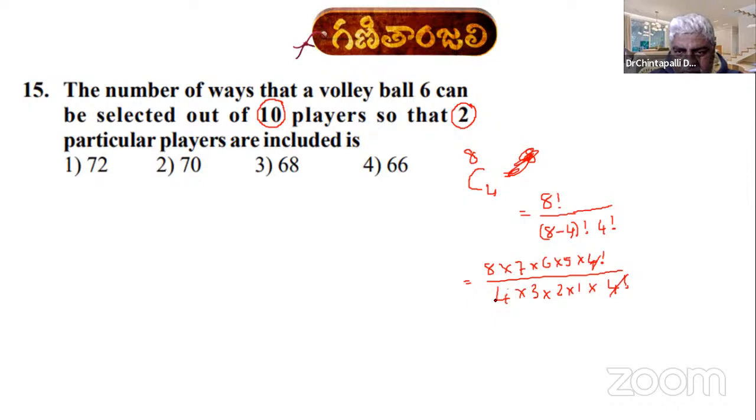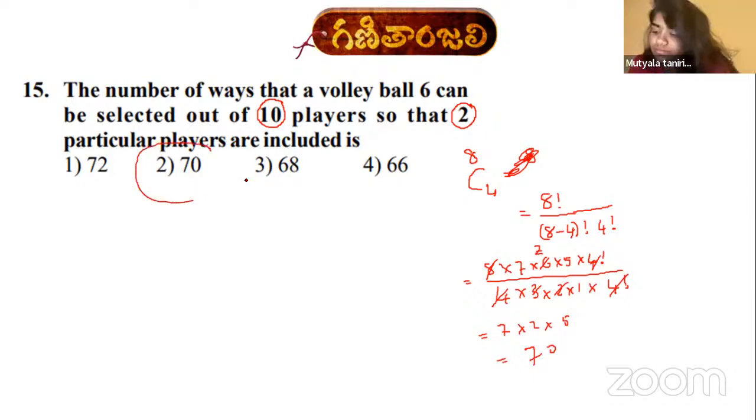Now see, the final result is 7 times 2 times 5, which is equal to 70. So option 2, 70, is correct. Yes.